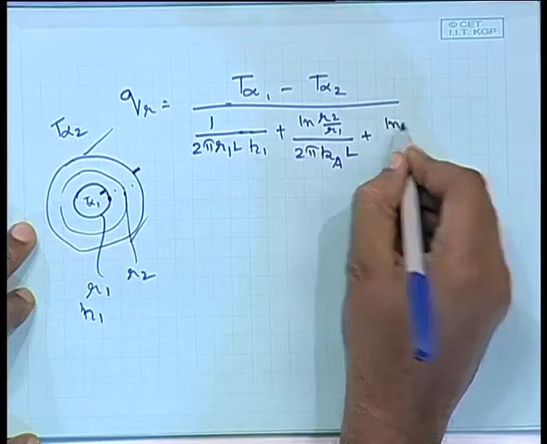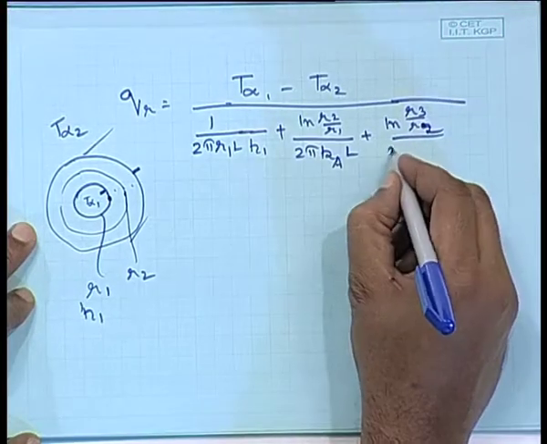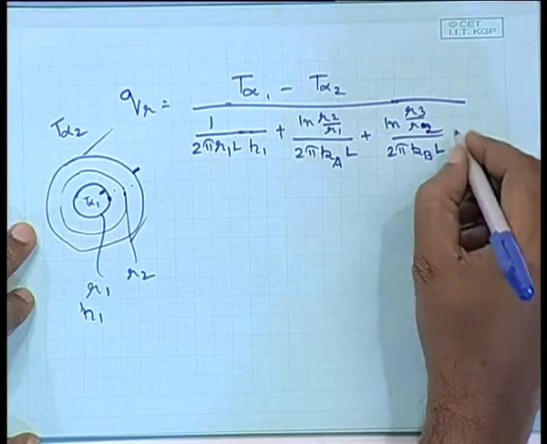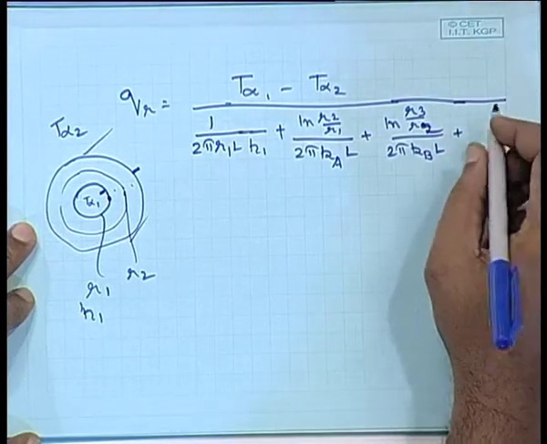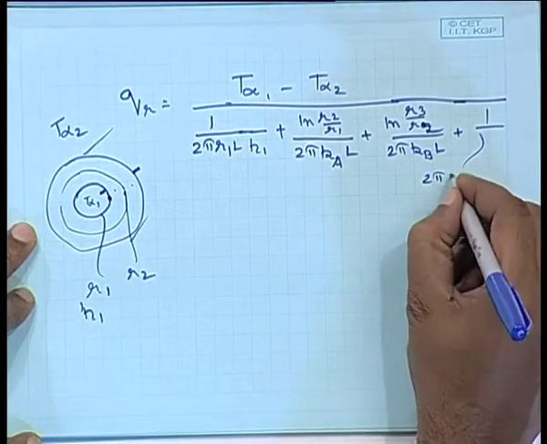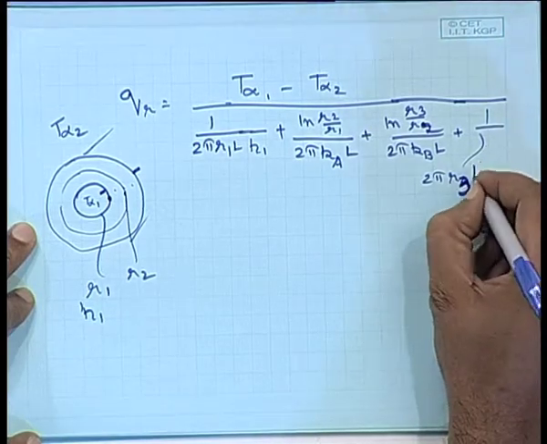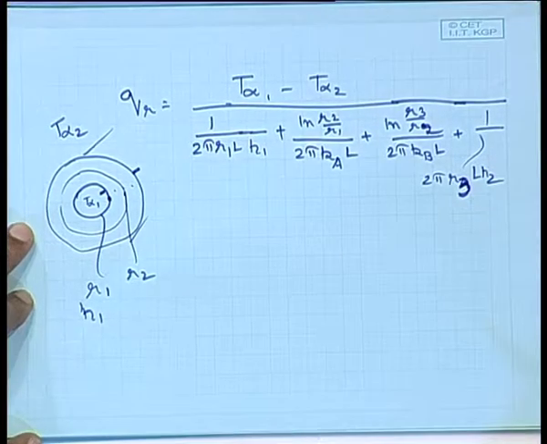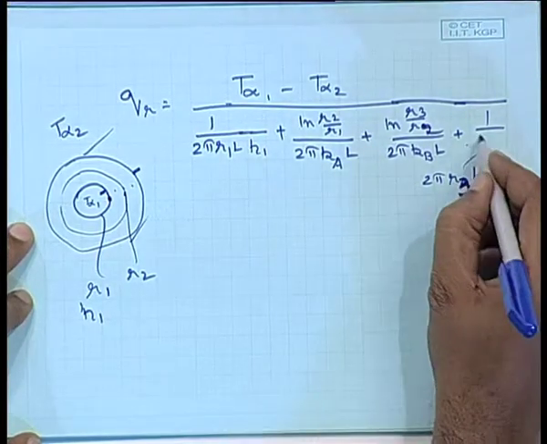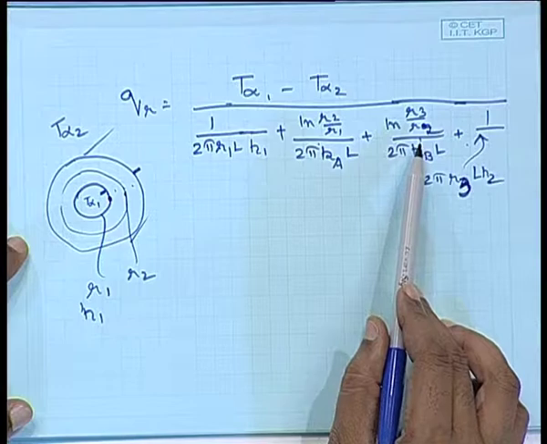Then I am going to have, similarly, ln R3 by R2 divided by twice pi K B L, and finally I am going to have the outside resistance, which is 1 by 2 pi R4, I am sorry, R3 in this case, L H2. Am I right? Yes. So that is going to be a number of such systems, based on convection, convection, and a number of conduction resistances in between.